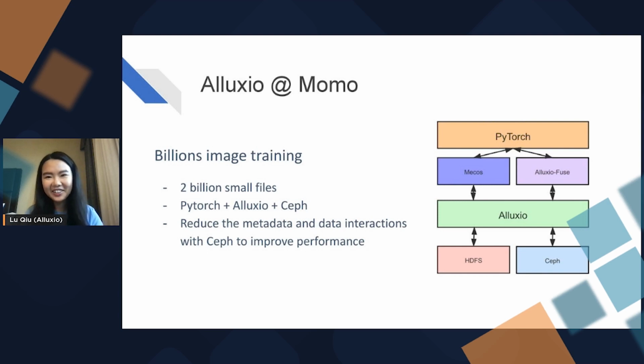And Momo also develops some training use cases. They have used Elastic to do billions of image training. They have about 2 billion small files, and their pure stack is PyTorch with Ceph. And now they add Elastic in between to reduce the metadata and data interaction with Ceph to improve the Ceph performance and also improve our data reading performance.